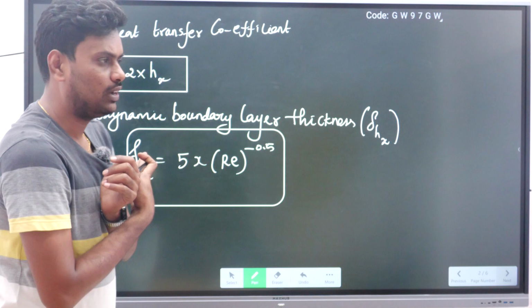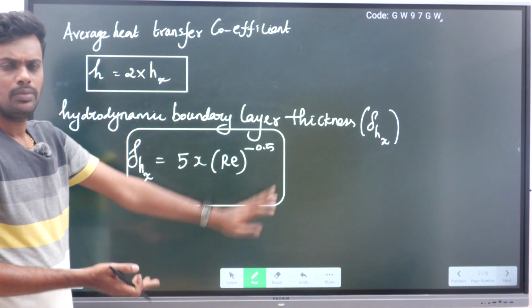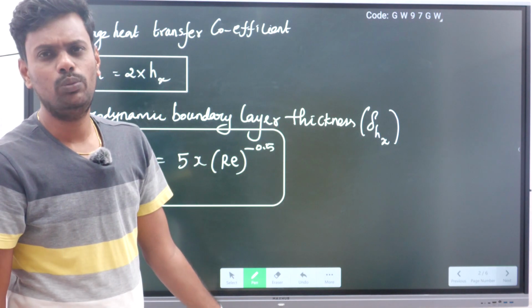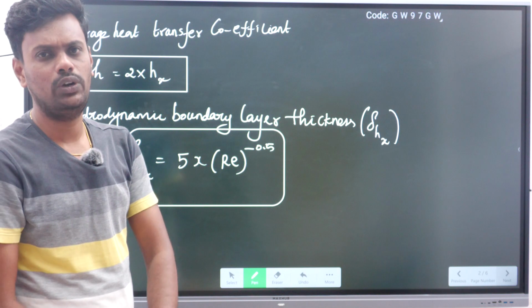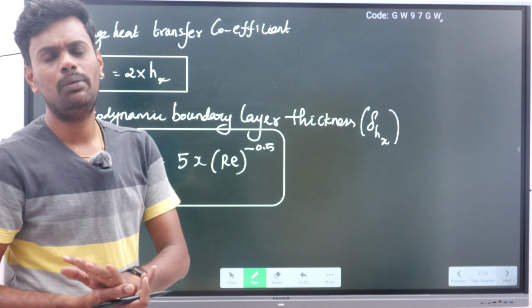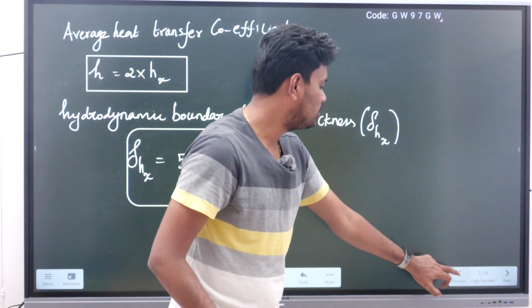So you see this formula, delta Hx equal to 5x into Reynolds number power minus 0.5. Sometimes they will ask this also in some numerical problem, where we need to find out only the hydrodynamic boundary layer thickness. What is a hydrodynamic or velocity boundary layer thickness? Same thing as we have discussed here.